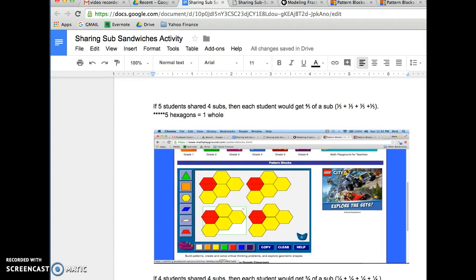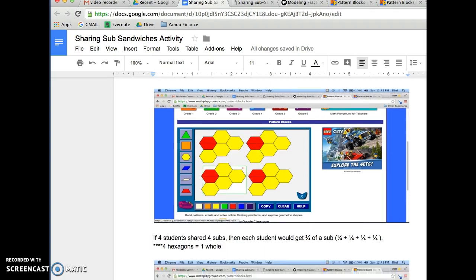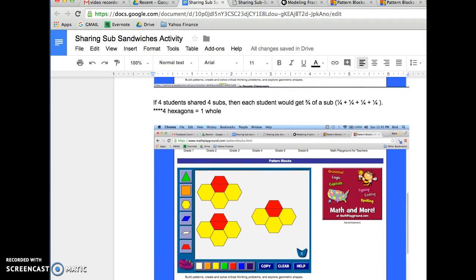If we look at the pattern blocks, if we're considering 5 hexagons as one whole, again, there are 4 subs to be shared with the 5 students. Each of the 5 students would get 1/5 of each sub, giving them 4/5 in total. And then if we look at the 4 students sharing 3 subs, we let 4 hexagons equal one whole. Here are my 3 subs. Each of the students would get 1/4 since there are 4 people sharing, giving them a total of 3/4 of a sub.